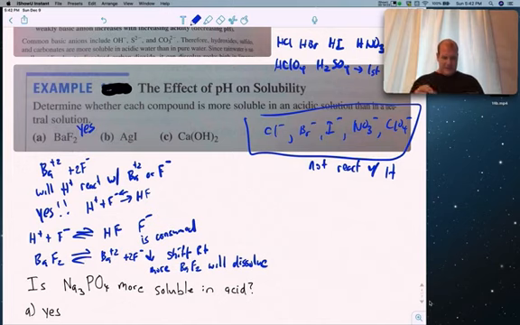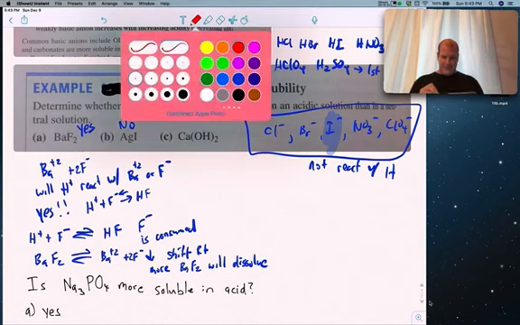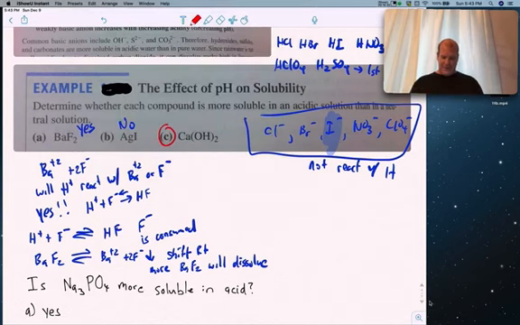So let's look at B, silver iodide. Iodide happens to be one of these ions here that do not react with hydrogen. Therefore, will this be more soluble in acidic solution? This one is no, because the iodide is not going to react. So it's not going to be any different in an acidic solution or a basic solution.